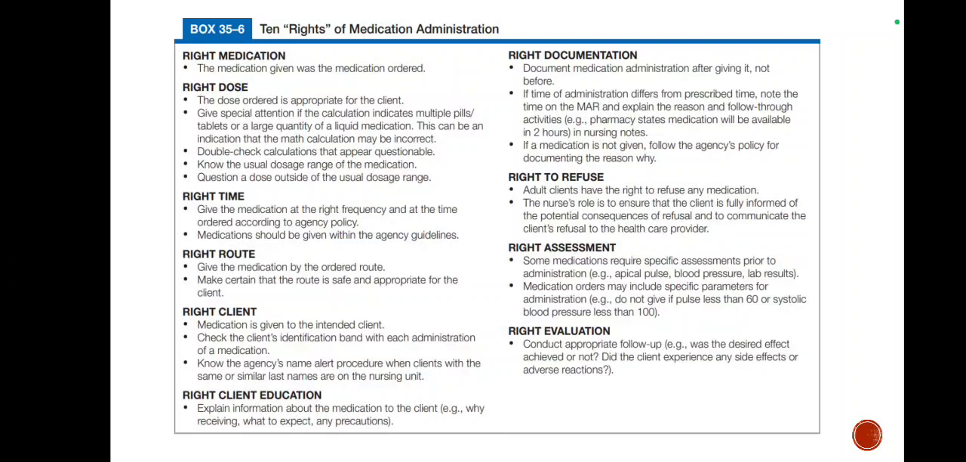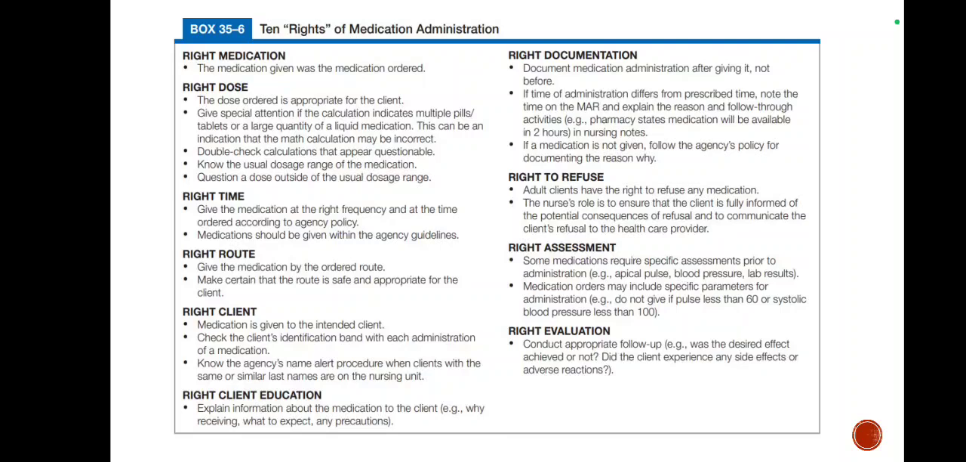especially if it's above the average range for a day. In studying pharmacology, you will learn that medications have a specific ideal dosage per day. Okay, so next is right route.